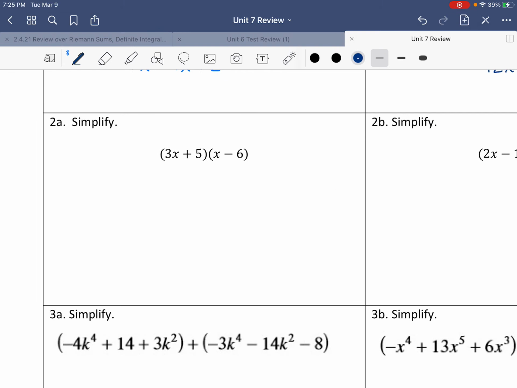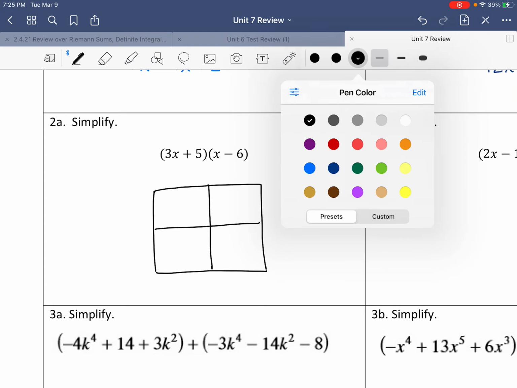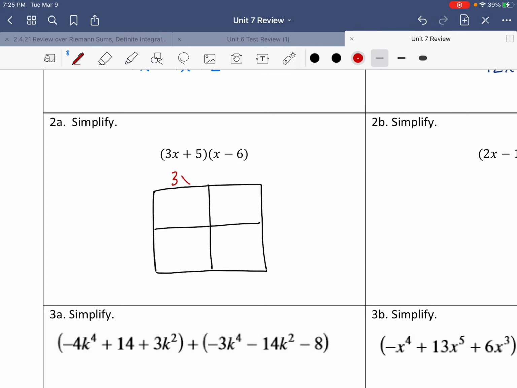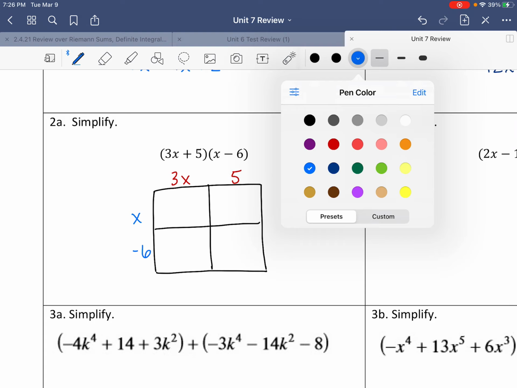All right, now we're going to simplify, and on this one we are just multiplying. Notice how there's no plus or minus in between. That's how you know you're going to multiply. So I'm going to make the box. And then I'll go ahead and put my terms. For the first one we have 3x and a +5. For the second one I have an x and a negative 6. And then we're just going to multiply them.